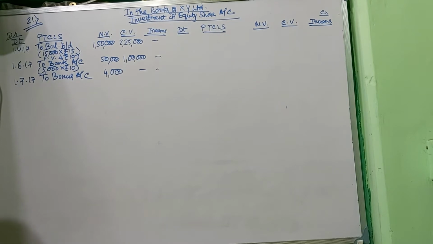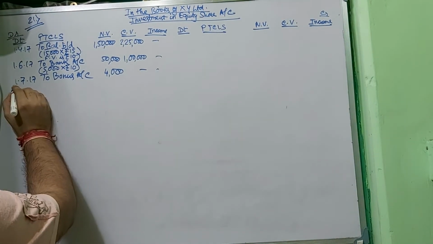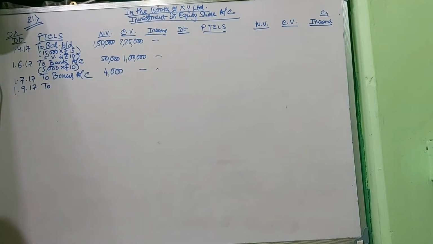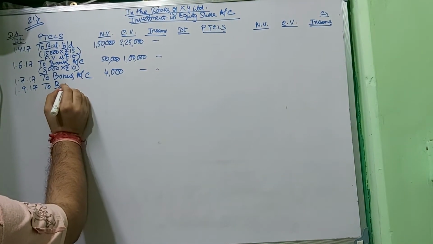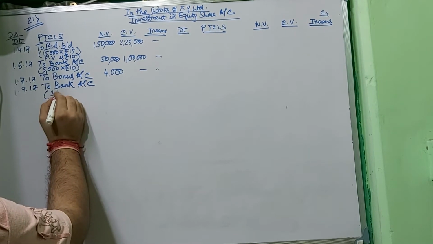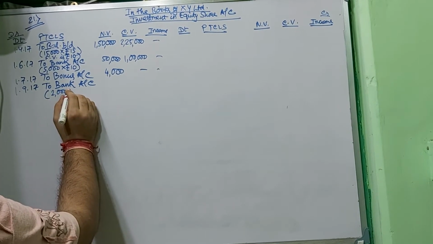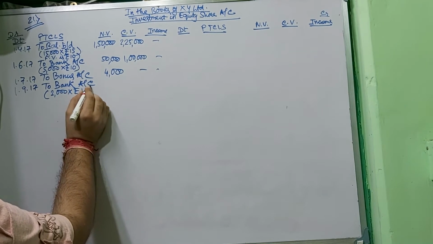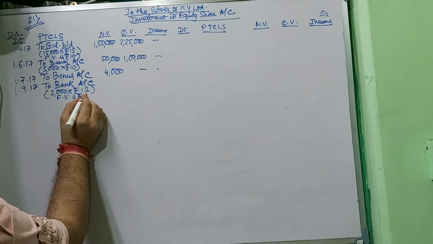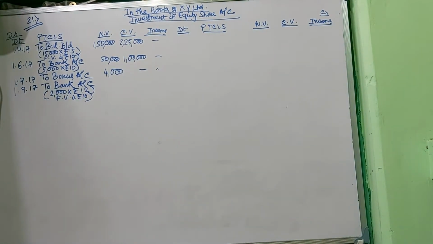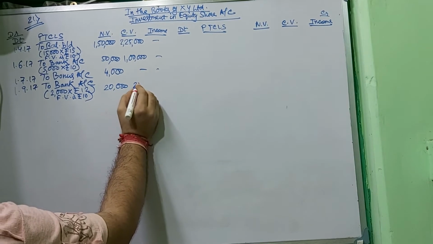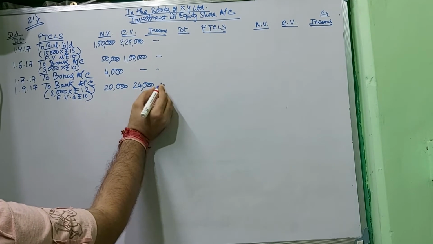So I am doing it to bank account. 2,000 shares into rupees 12. Face value is rupees 10. Means 2,000 into rupees 10 means 20,000, and premium is 4,000, total 24,000. Right?